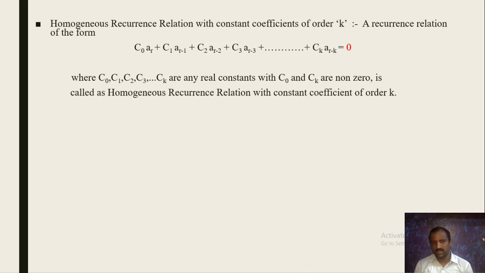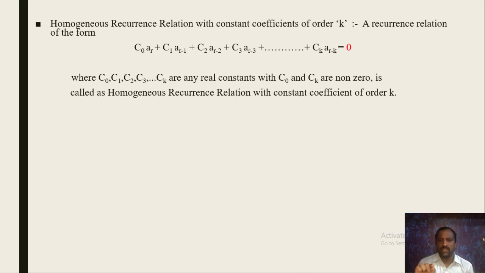Now, another condition. What is that another condition? c_k is non-zero. What is c_k? c_k is nothing but the coefficient of a_(r-k). And we are defining the homogeneous recurrence relation with constant coefficients of order k. Here, order k is important. What is the definition of order, that we see later on. The maximum integer which is subtracted from the suffix r is known as the order of the recurrence relation. We are going to see that in the remark also.